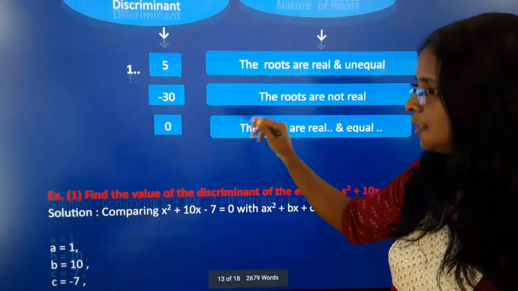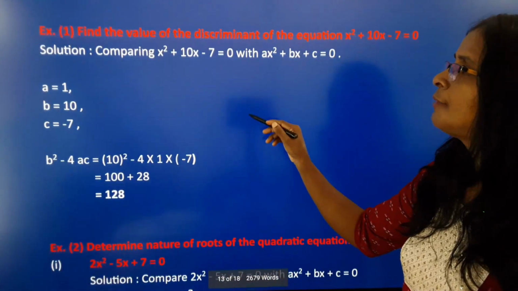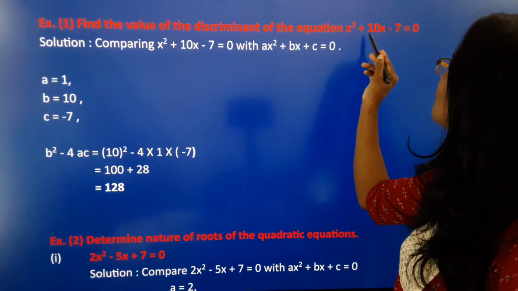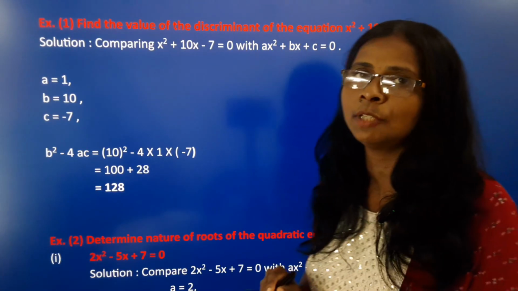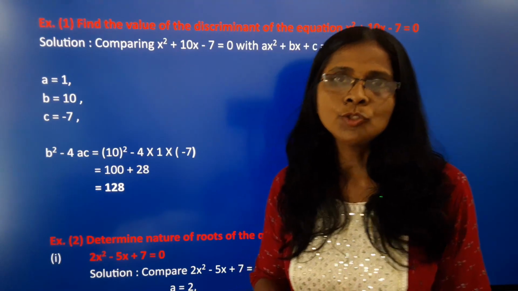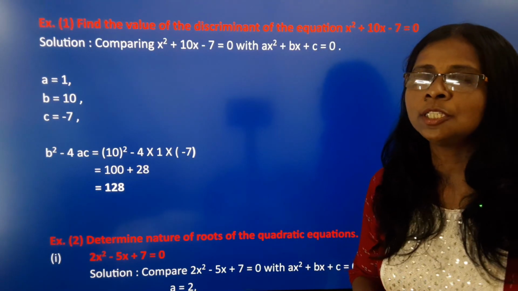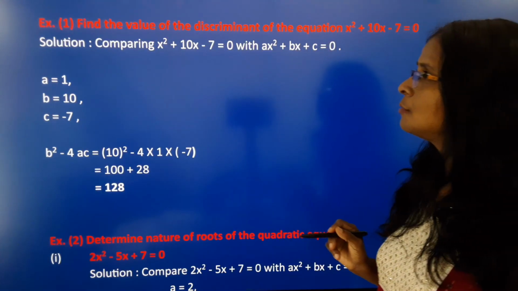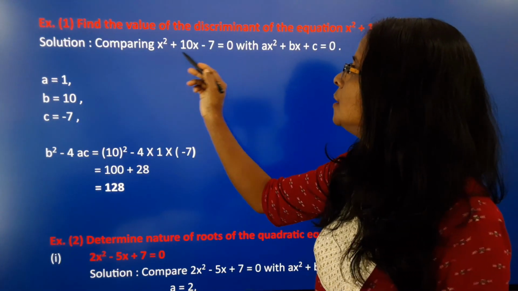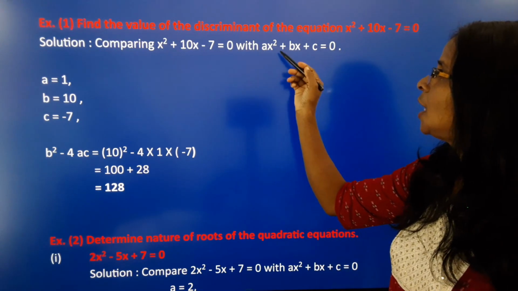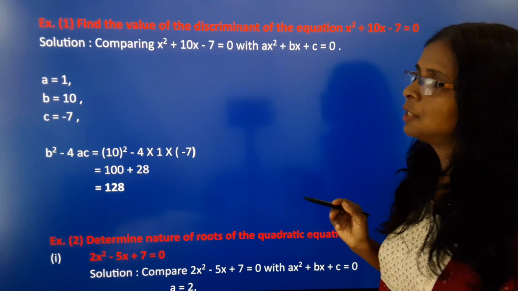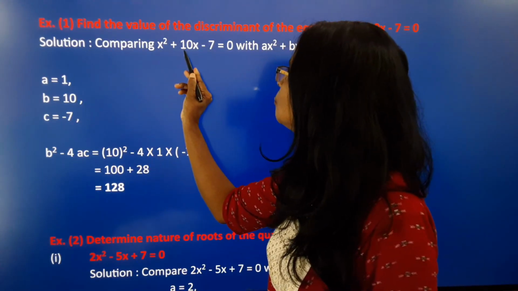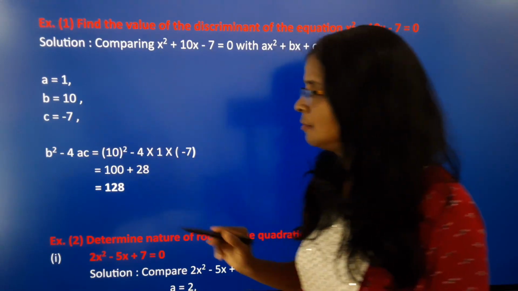Now let us see the next example, students. Find the value of the discriminant of the equation x square plus 10x minus 7 is equal to 0. So the given quadratic equation is x square plus 10x minus 7 is equal to 0. We compare this quadratic equation with ax square plus bx plus c is equal to 0. That means a is equal to 1, b is equal to 10 and c is equal to minus 7, students.